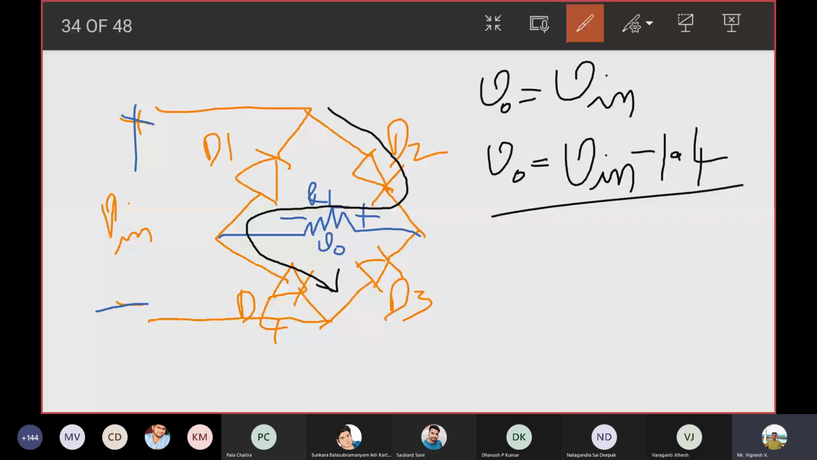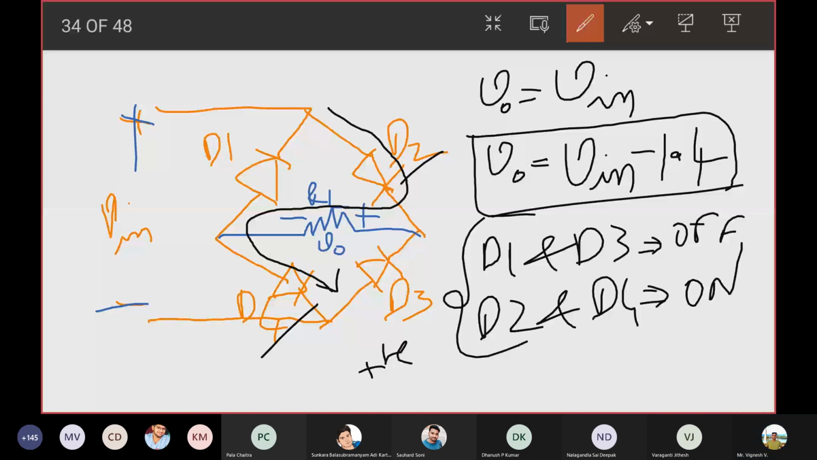This is what happens in the positive half cycle. What happens in the negative half cycle? Can someone tell me? See, when D2 and D4 are on, what about D1 and D3? D1 and D3 are off, right? It is very important to tell that also. D1 and D3 are off in the positive half cycle, and D2 and D4 are on in the positive half cycle. This is for the positive half cycle.